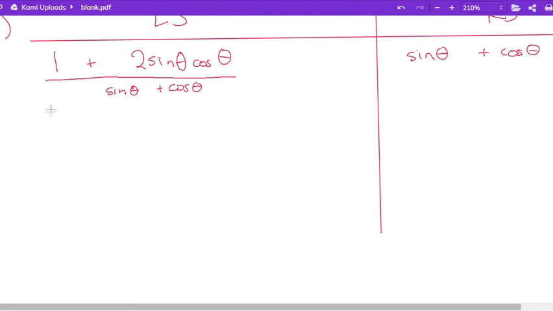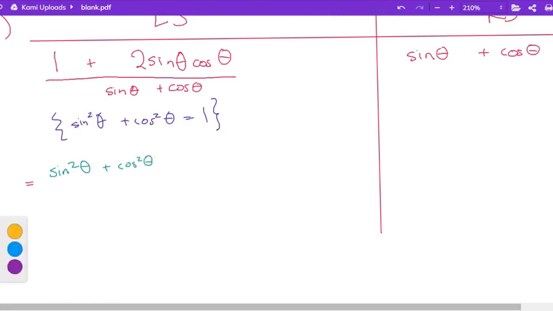Okay, remember, this is a side note. Sine squared theta plus cos squared theta equals 1. Using my red pen, I'm going to write sine squared theta plus cos squared theta. No canceling out yet, folks.